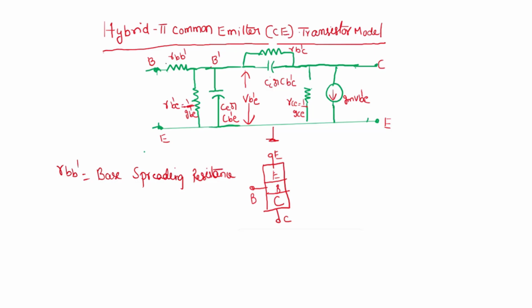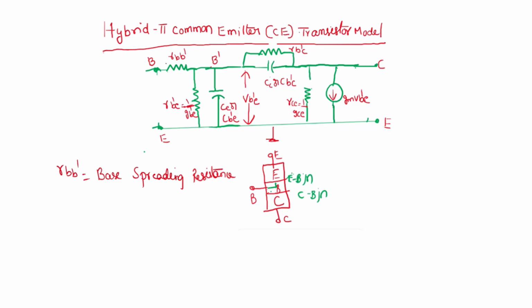Okay, when the high frequency signal is applied, you know you are connecting the input between base and emitter. When you connect the base, the carriers first go laterally in the base and then go to the emitter base junction. This is the emitter base junction, and this is the collector base junction. To reach this emitter base junction, the carriers have to travel laterally in the base.